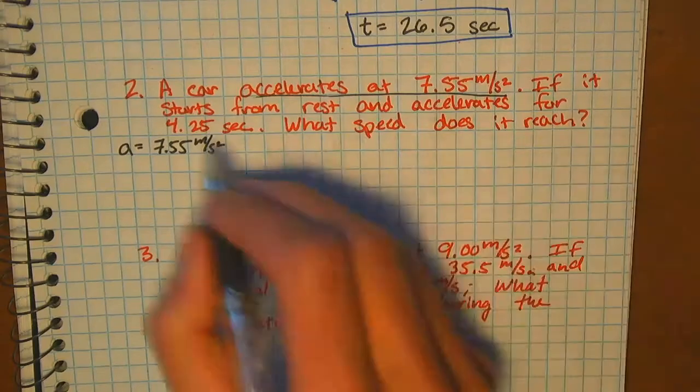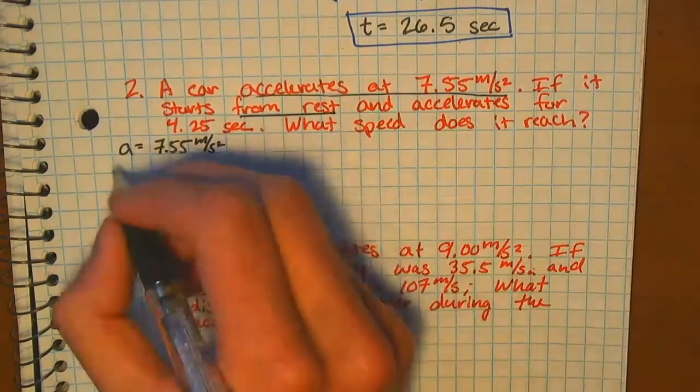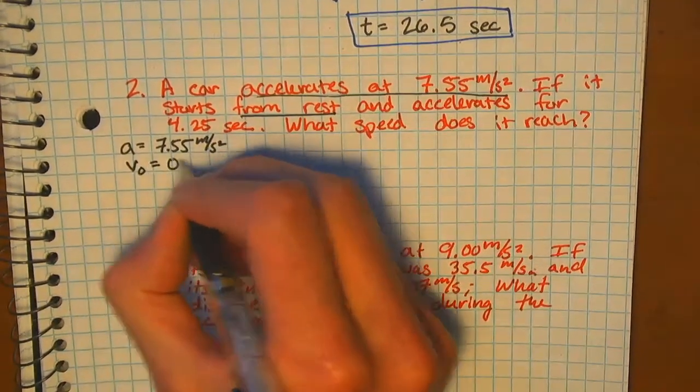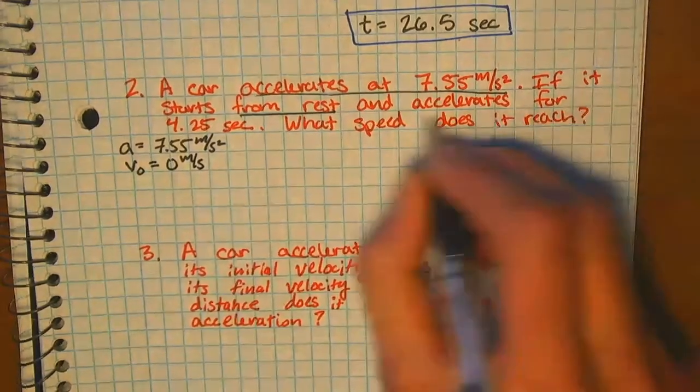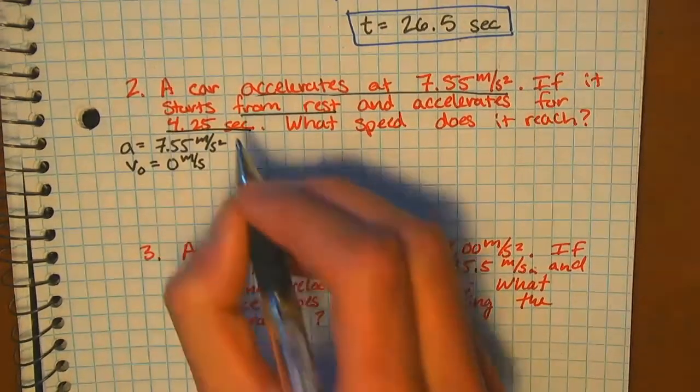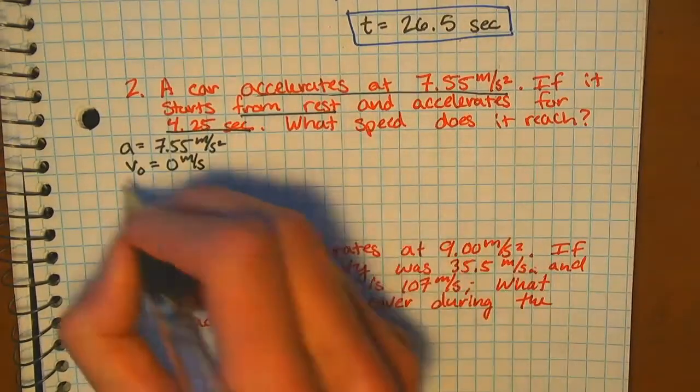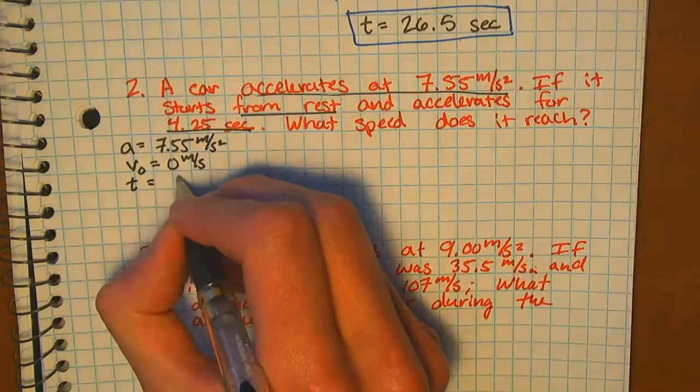If it starts from rest, here's another one, that rest tells us that v naught is equal to 0, and it accelerates for 4.25 seconds. So that's going to be t, because seconds are measuring time.